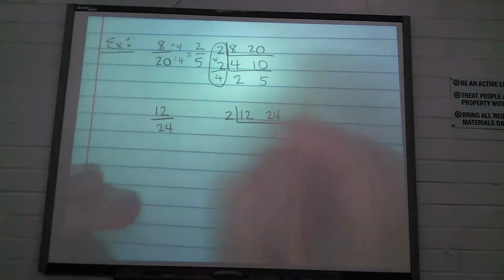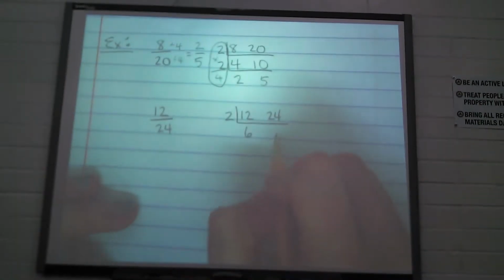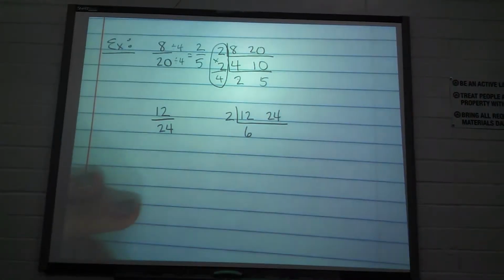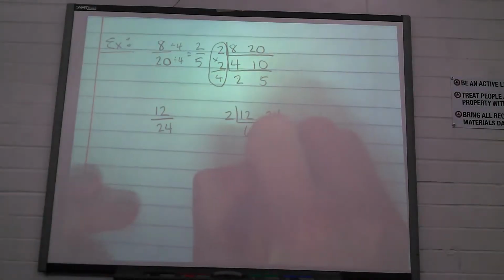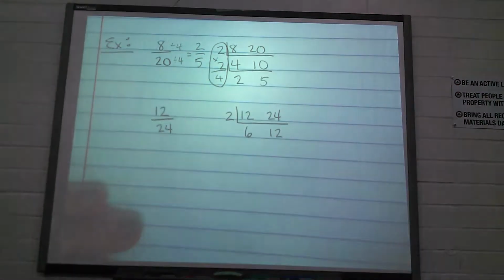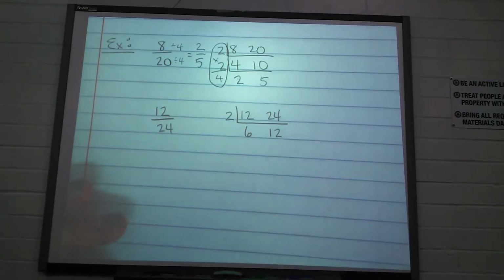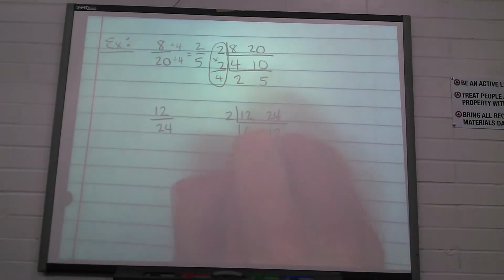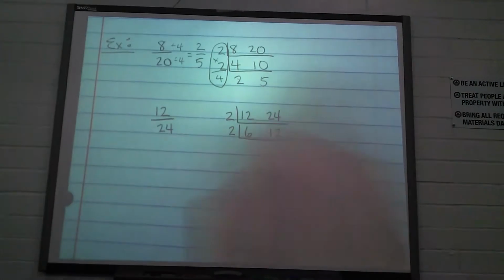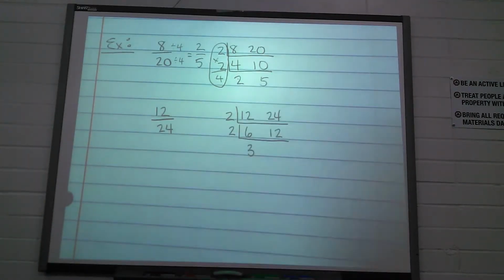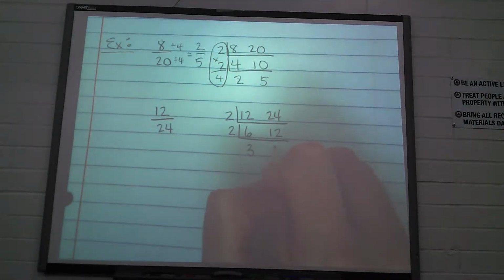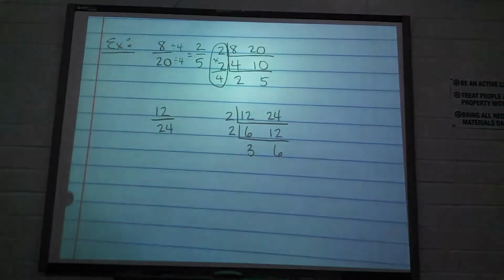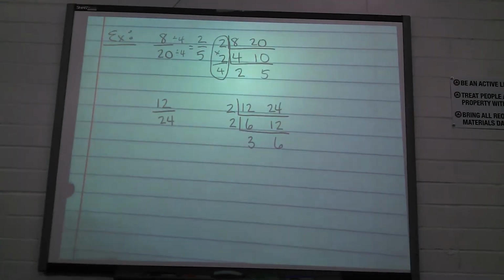What times 2 equals 12? 6. What times 2 equals 24? Those of you that have been practicing your facts know that that is 12. Okay, start again. Can 2 go into both 6 and 12? Yes, because they are both even numbers. What times 2 equals 6? 3. What times 2 equals 12? 6. Start again. Can 2 go into both of these numbers? Nope, because they're not both even numbers.